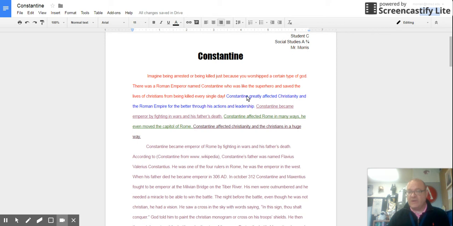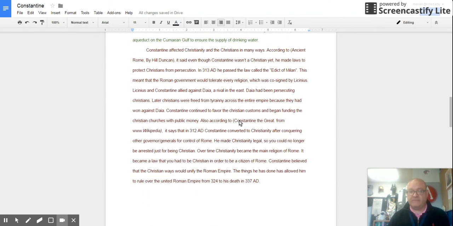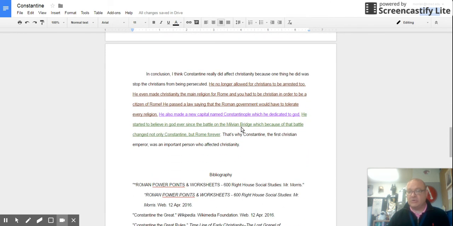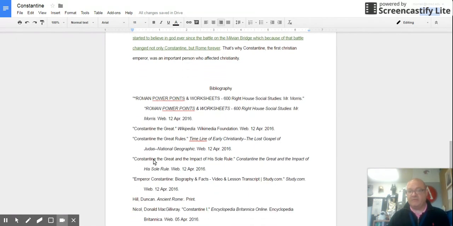I have my hook, I have my thesis, I have my 3 supports that are now sentences, I have my 3 body paragraphs that follow that template format, and I have my conclusion that also follows that template format. And then down here is the bibliography using EasyBib, and we will talk more about that later.